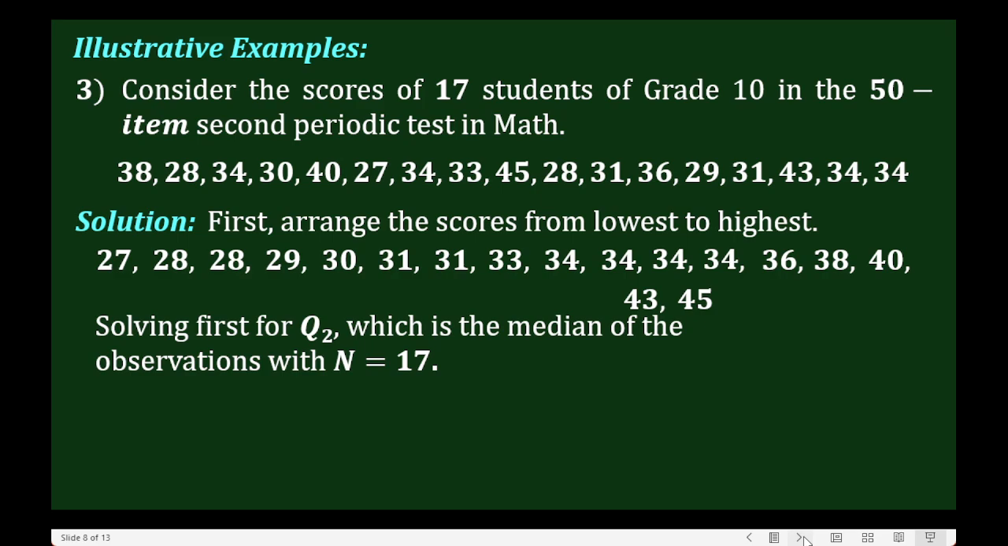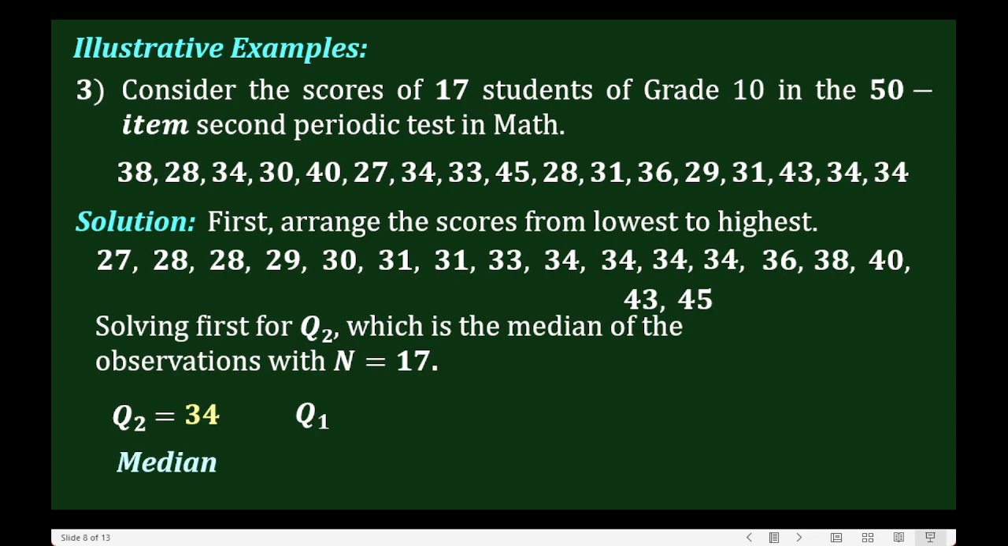So we have the number of data, which is 17, denoted by capital letter N. Now for Q sub 2, that is 34, the ninth position from this sorted set of data. Then for Q sub 1, we take those numbers on the left side of 34. Okay, so we have 8 numbers.